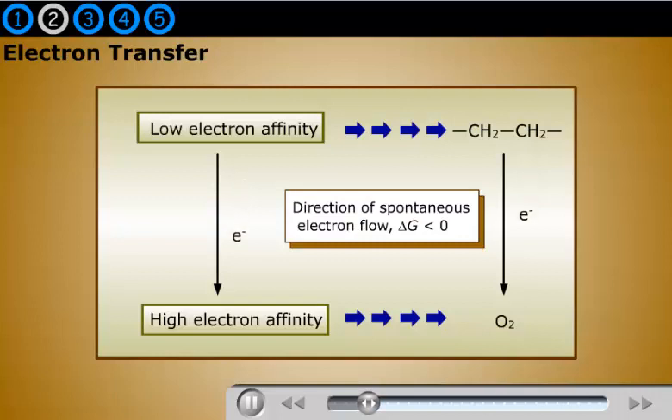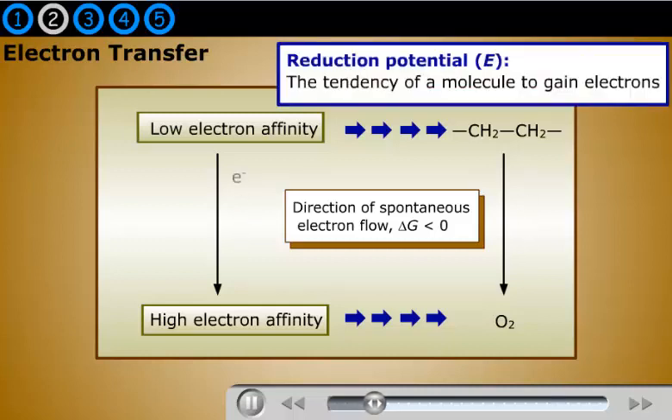The electrons are transferred spontaneously when they move from molecules with low electron affinity to molecules with higher electron affinity. The electron affinity of a molecule is measured by its reduction potential, its tendency to gain electrons. Reduction potential is symbolized by capital E.